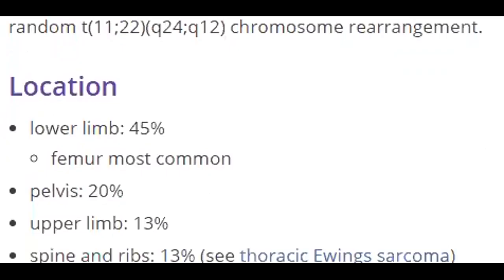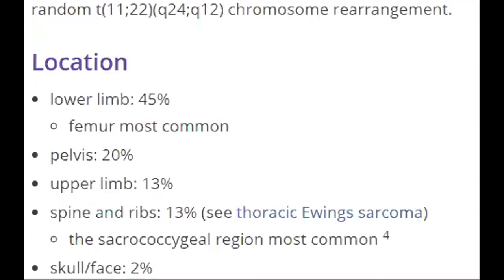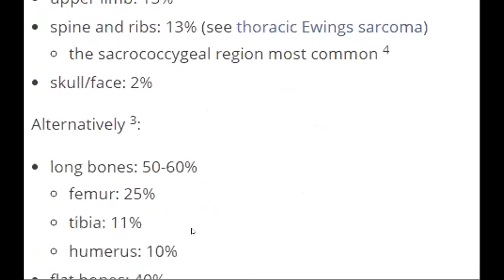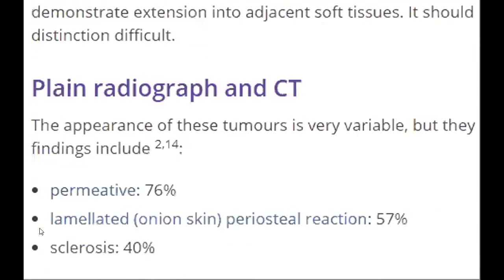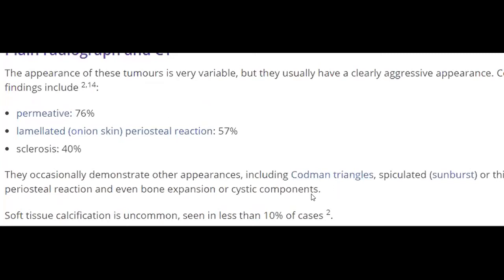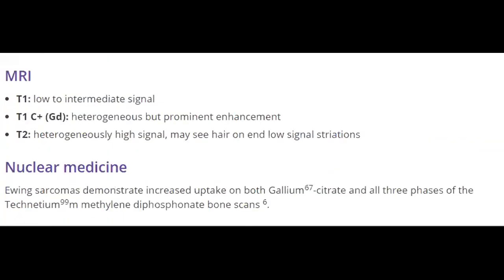It has many locations, but for the exam don't forget that it can happen in the chest wall. It can be in the spine, ribs, thoracic as well. As you see here, there is lamellated periosteal reaction or permeative appearance. Sometimes it can happen with just sclerosis. The periosteal reaction in general can even have a Codman triangle. The nuclear scan can show high uptake.